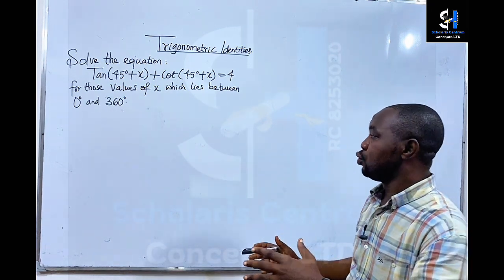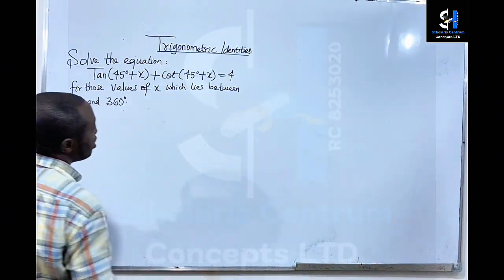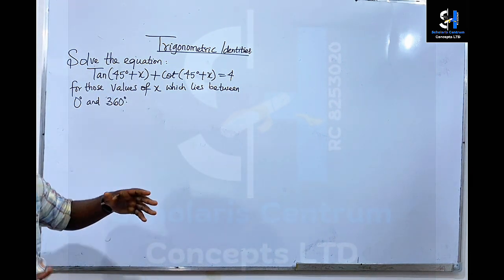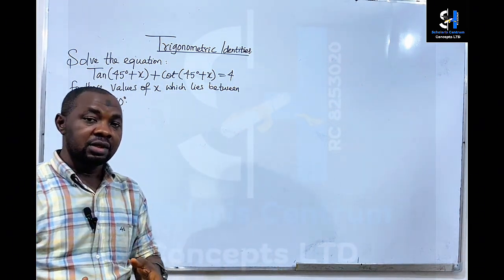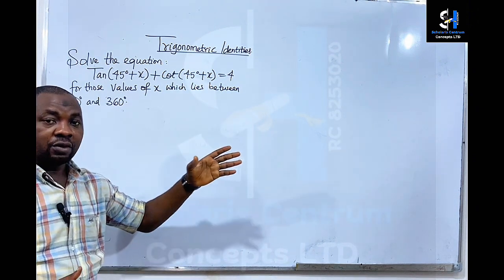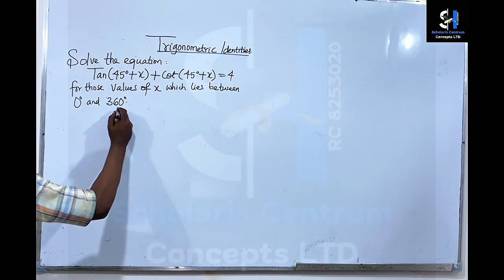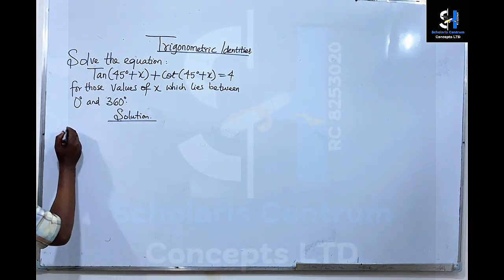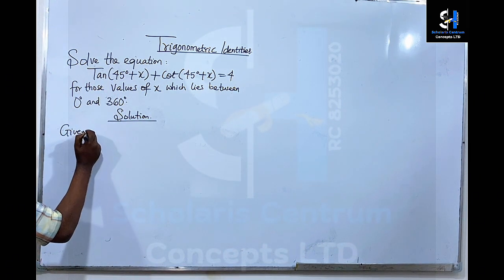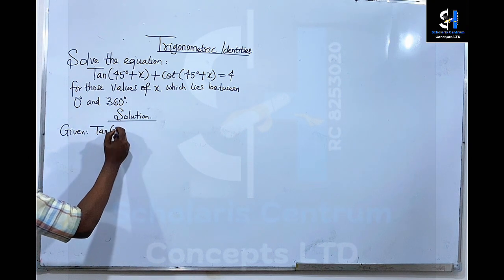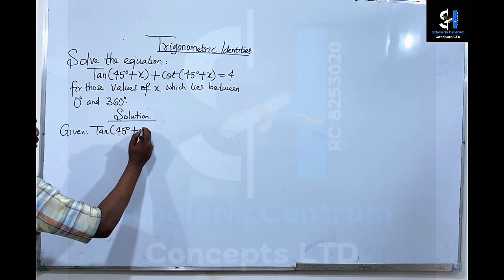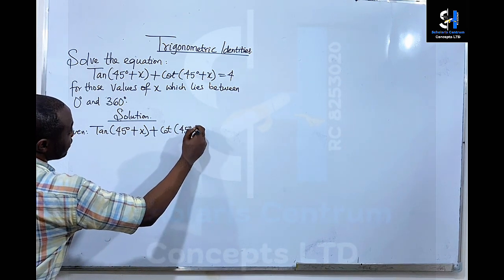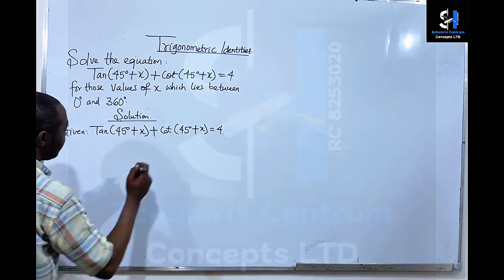So what we need to do in this case is recall the identity for sum to product for tan and also for cotangent. That will be the first step. But let me write the question again. We're given tan(45 degrees plus x) plus cot(45 degrees plus x) equals 4.